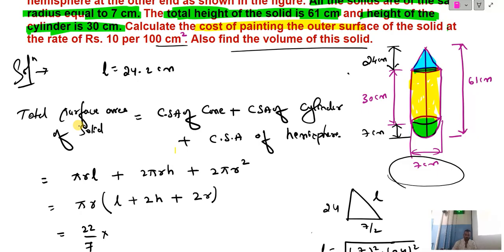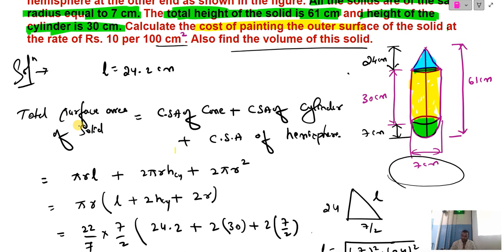centimeters. Now, pi 22 by 7. Radius is how much? 7 or 7 by 2? 7 by 2 is radius. Into L, 24.2 plus 2 into H. H of whom? Cylinder. Height of cylinder is 30 centimeter. Plus 2 into radius 7 by 2. Close the bracket.